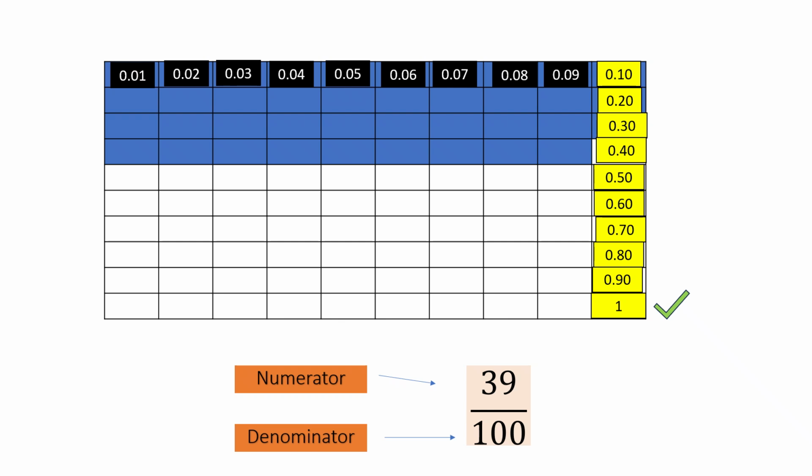But after 90, what should I have? The next, it should be 100. And we will put the point here. I told you that we'll put the point here, and I told you that we can strike off any 0 that is on the right side of the point.